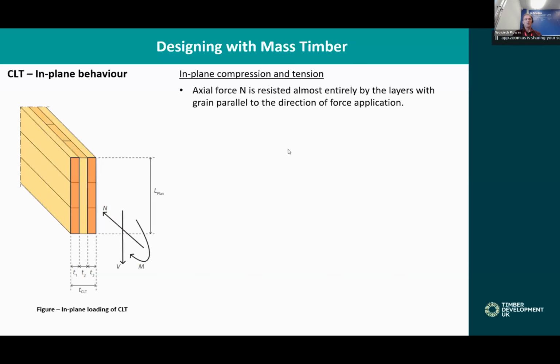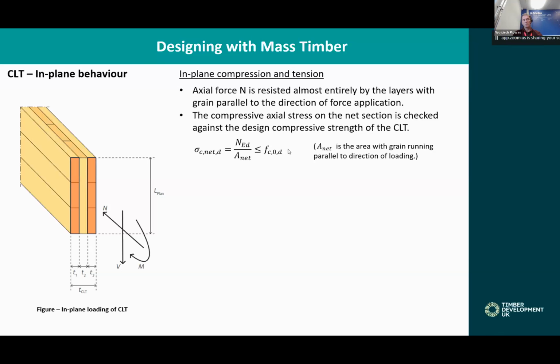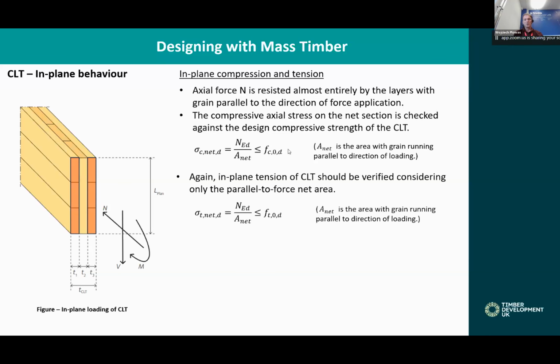So when you're designing for compression, the equation is very similar. You should be familiar with this equation for the compressive stress. The only difference is that instead of taking the entire cross-sectional area, you're only going to consider the layers that run parallel to the direction of the load. The same goes for designing for tension. Again, the net area is the area with the grain running parallel to the direction of the loading. Then you carry out the calculation, identify your maximum stress, and compare it to the design tension strength of the boards that the CLT consists of.